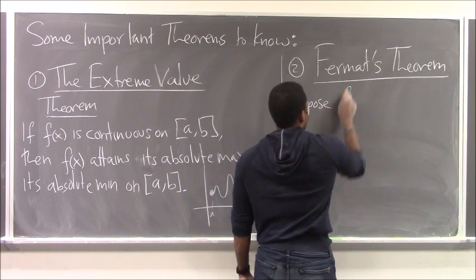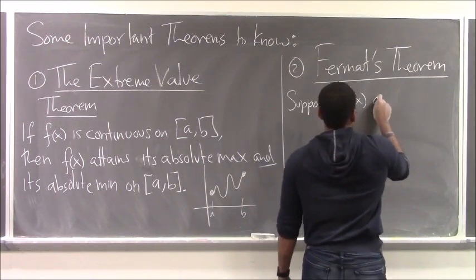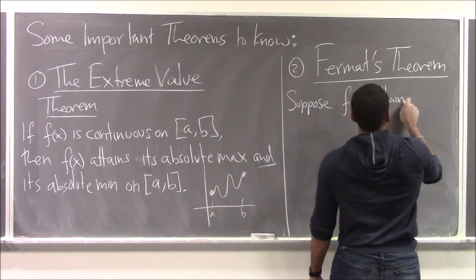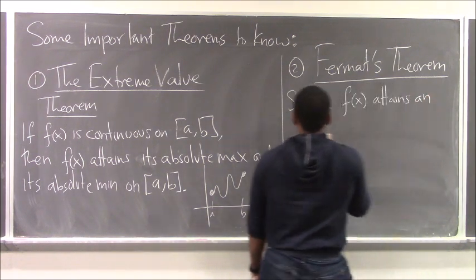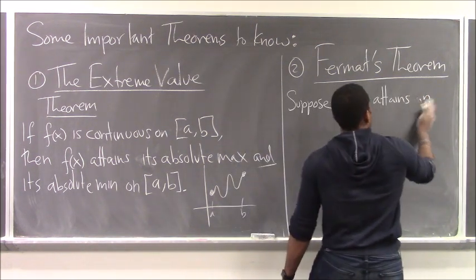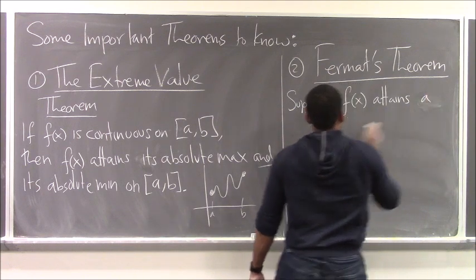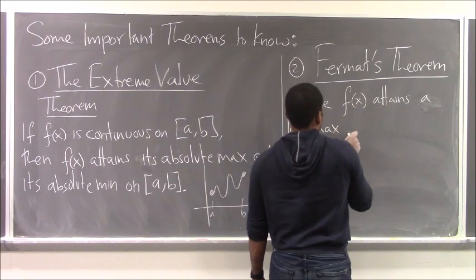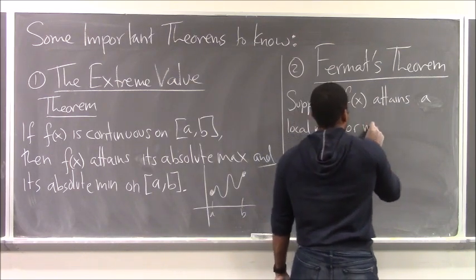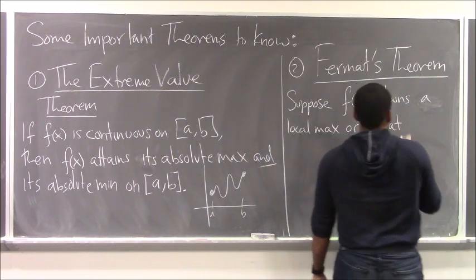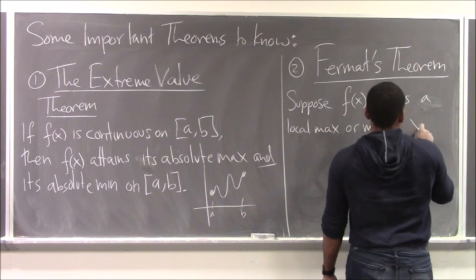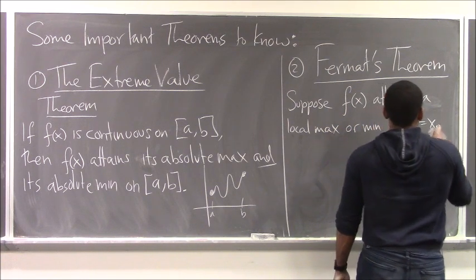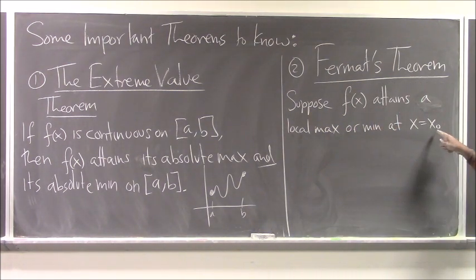Suppose f of x attains a local max or min at x equals x naught. So there is, at some x value, your function hits a maximum or a minimum.